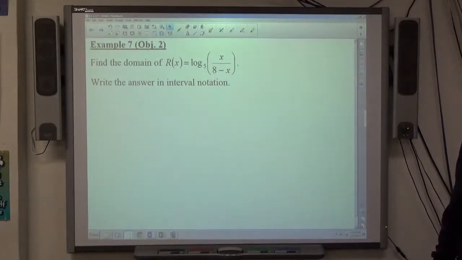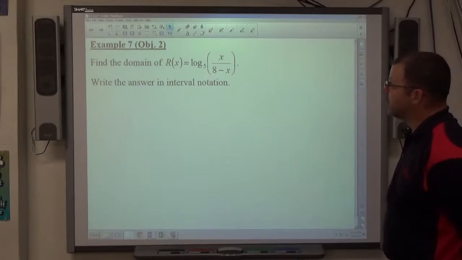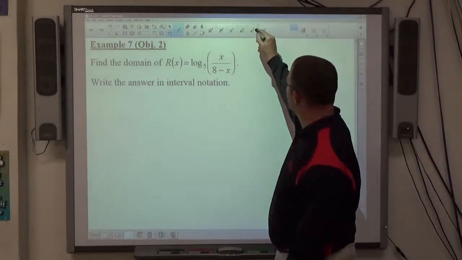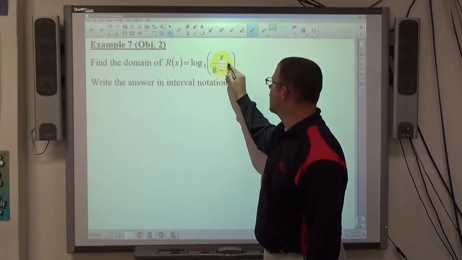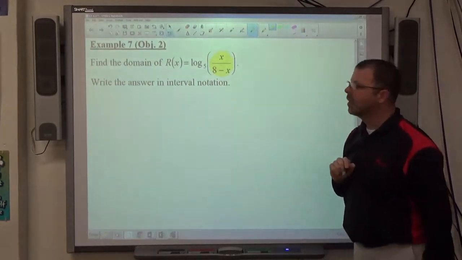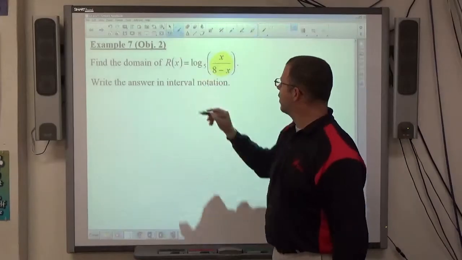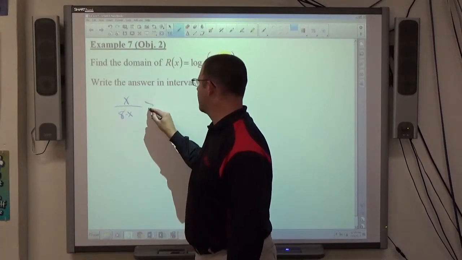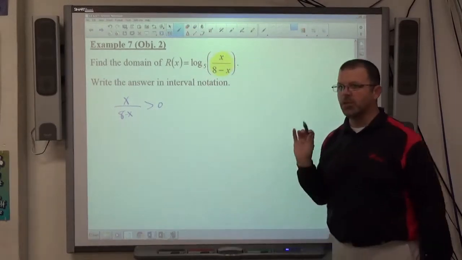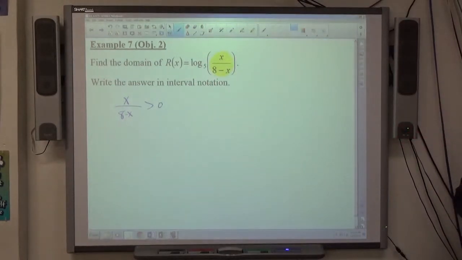Okay, finally, example 7. Find the domain of r of x equals log of x over 8 minus x, base 5. And again, we're looking at a situation where we're doing a logarithm, we're doing domain. What matters to me for a domain of a logarithm is simply the argument. In this case, the argument is a rational function. x over 8 minus x must be greater than 0. The rule is always greater than 0, so you always take the argument greater than 0.